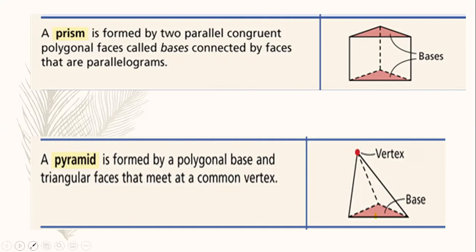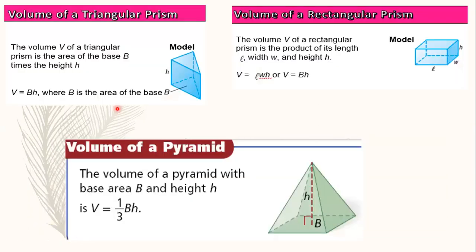The formulas which we are going to use: volume of triangular prism equals base area times height, volume of rectangular prism is base area times height, and we can use length times width times height. Volume of any prism is base area times height. On the other hand, volume of a pyramid is 1/3 times base area times height, which is height of the pyramid.